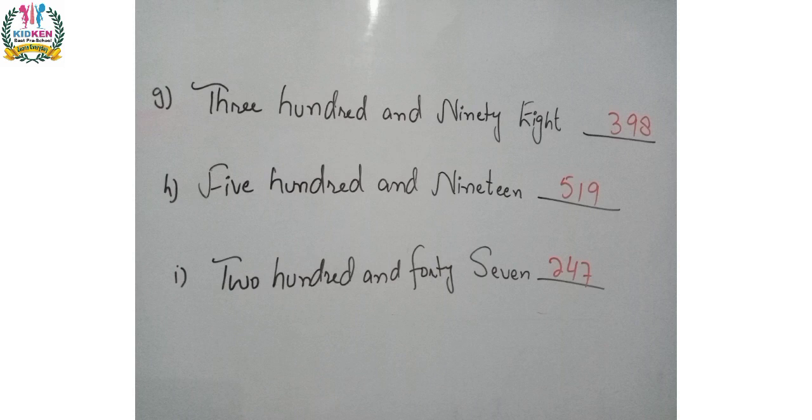H part is 519. So you can write 5, 1 and 9. Number I, the last part, is 247. So you can write this as 247.